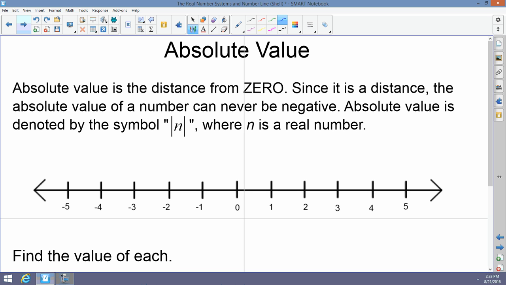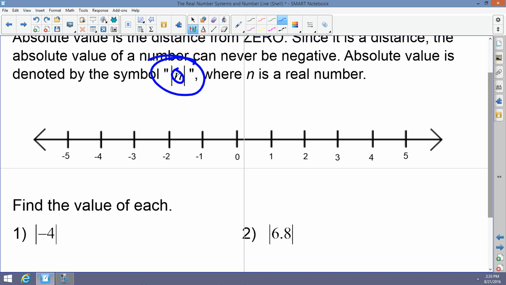And absolute value is denoted by this awesome symbol right here. It's just 2 straight lines with a number inside of that symbol, where n is a real number. If we look at absolute value again from a number line perspective, let's look at the absolute value of 4. The absolute value of 4 equals 4. Why is that? Because it's the distance from 0. So here at 4, if I go 1, 2, 3, 4 units to the left, I get a distance of 4. My absolute value of 4 is 4.